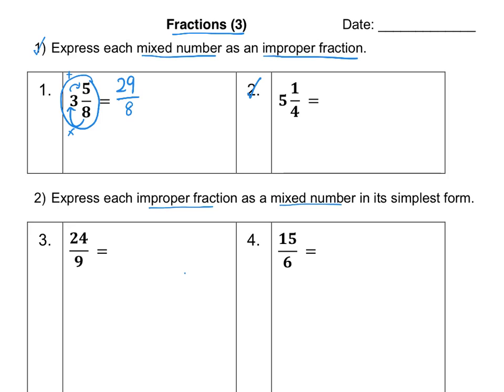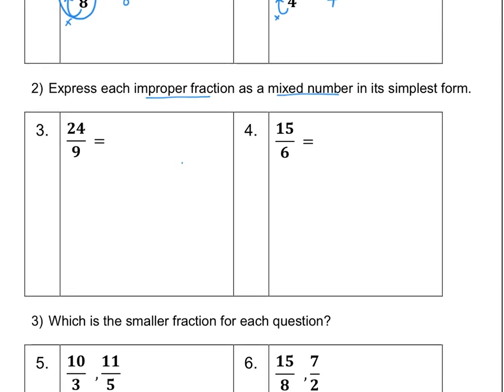Let's go on to question number 2. From a mixed number, 5 wholes and 1/4, we want to convert it into an improper fraction. Same thing, the denominator remains the same. To find the numerator, we use the shortcut. We multiply first, then we add. 4 times 5 gives 20. 20 plus 1 is 21. So for question 2, 5 wholes and 1/4 is equal to 21 quarters.